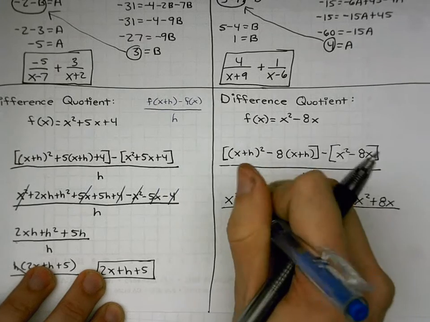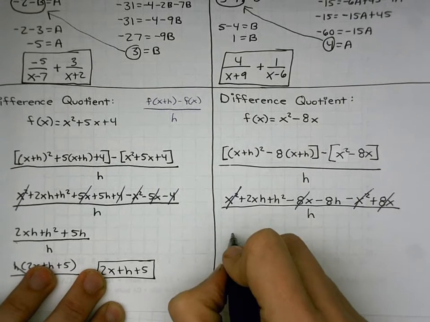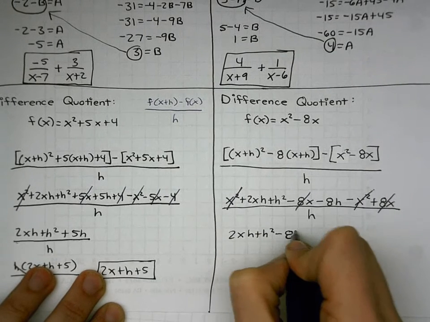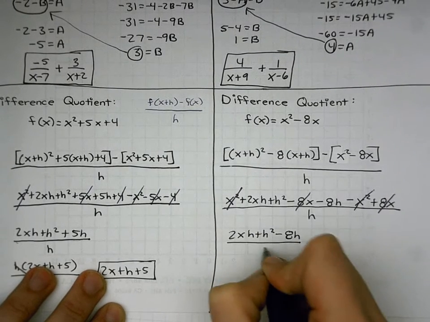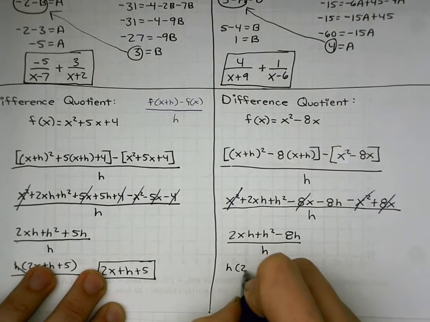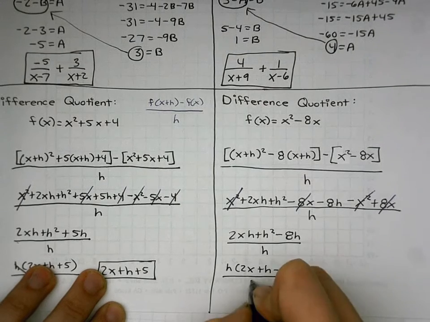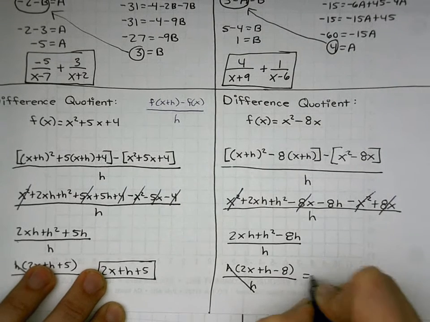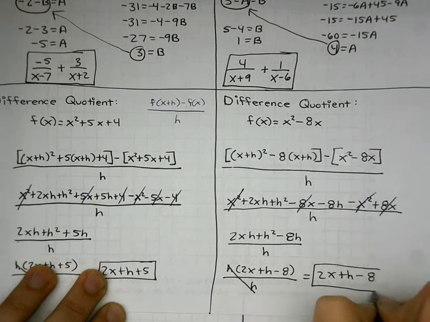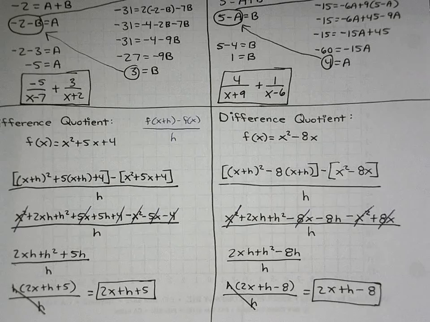Simplifying, the x squareds will cancel, the 8x's will cancel, which will allow an h to be factored out. We have h times 2x plus h minus 8. The h's will cancel, leaving me with 2x plus h minus 8. Okay, that is decomposing fractions and difference quotient.